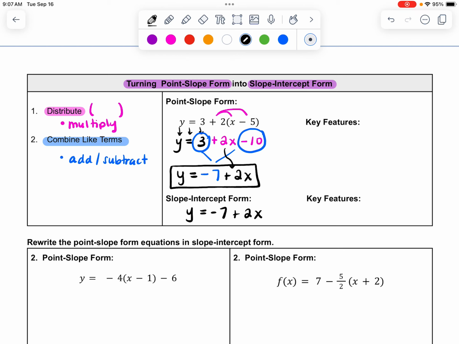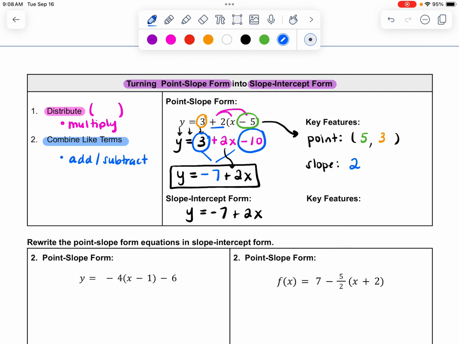Now let's talk about the key features. If I said to you, what were the key features of this original line? You would say my starting point and my slope. In this case, the starting point would be the x is 5, remember it's the opposite, and the y is 3. And my slope would be this number in the middle, the 2.